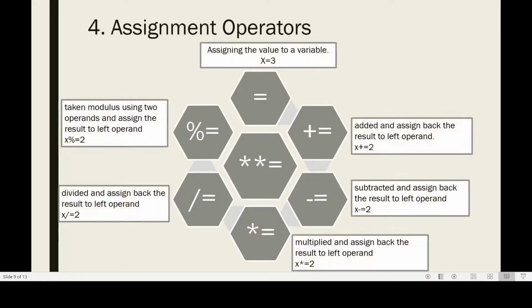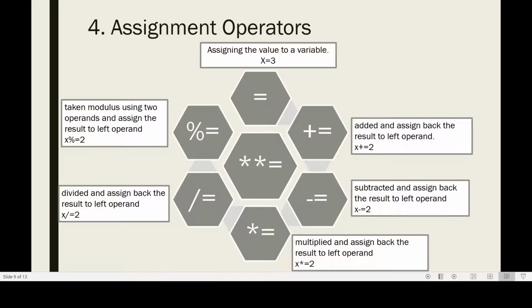Equal to means assigning the value to a variable, that is x equal to 3. Now x equal to 3, the value of x is 3. Added and assigned back to the left operand, that is x plus equal to 2, the value will be 5. It is 3 plus 2.